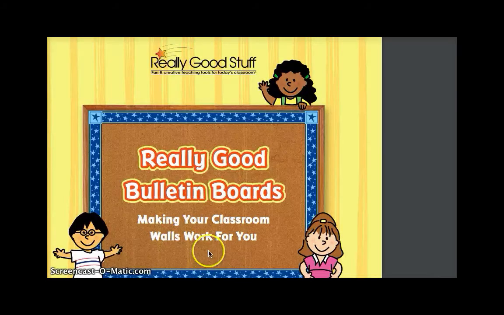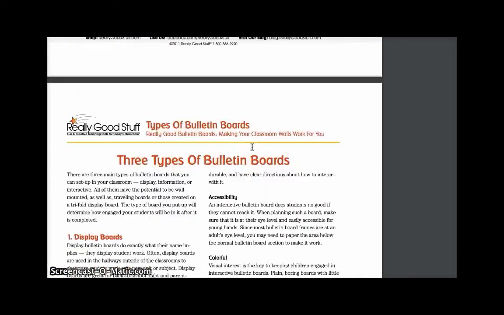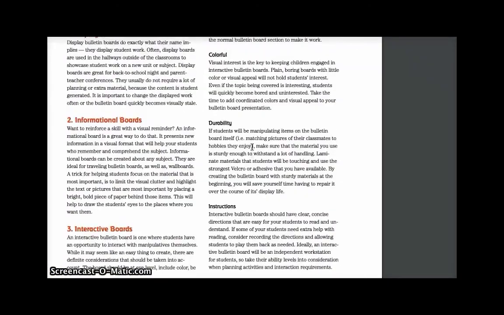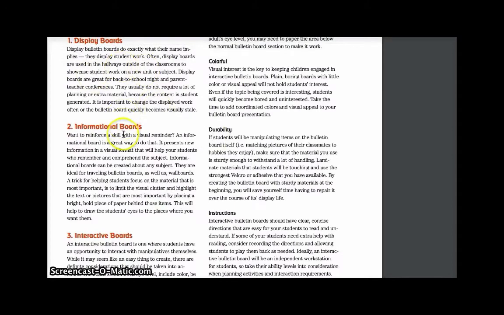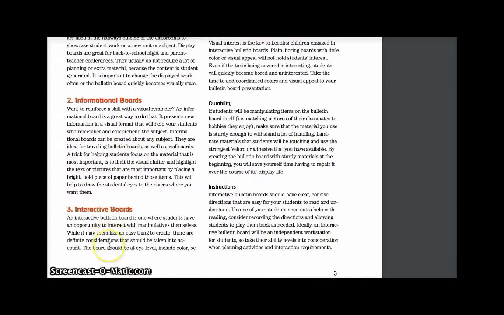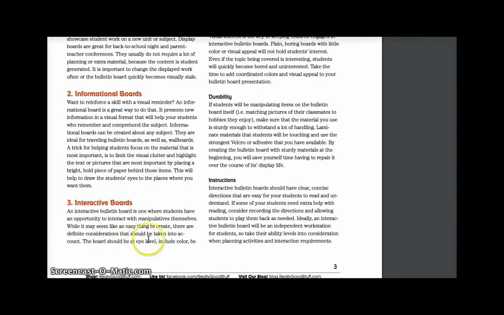I love the Really Good Stuff site because it has really good stuff. I also like how they show the 3 types of bulletin board. The display boards that display student work, the informational boards that just give information or reminders, and interactive boards where the students can actually interact and have an opportunity to actually use the materials.